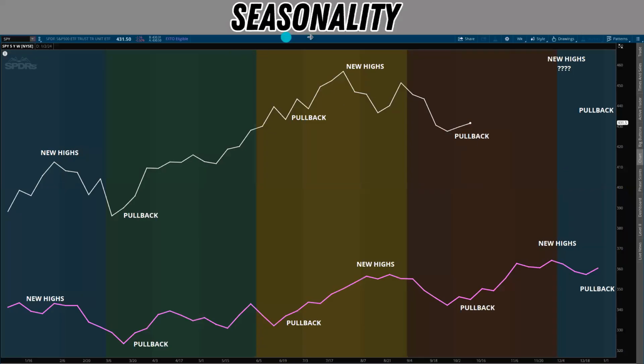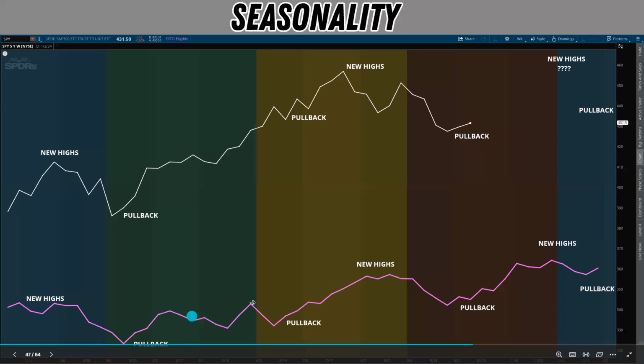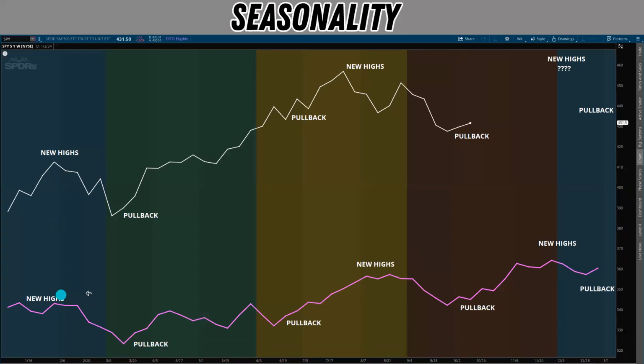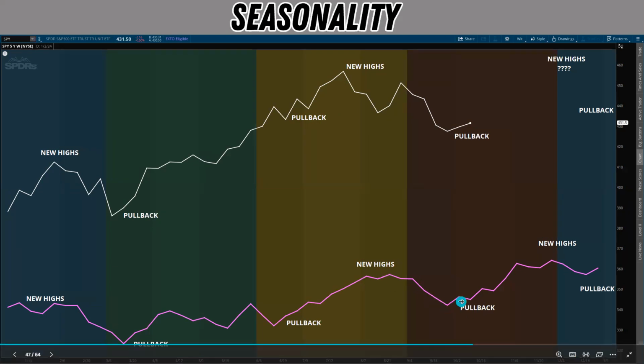Now, let's talk about seasonality here. We have the seasonality on the bottom here in purple. And you can see we start off the year with some new highs, right? The S&P 500 has been following the seasonality projection pretty well so far, getting pullbacks around the same periods where you would expect a pullback, making new highs around the same periods when you would expect new highs. And this pullback that we've been experiencing here coincides with the seasonality pullback we were expecting.